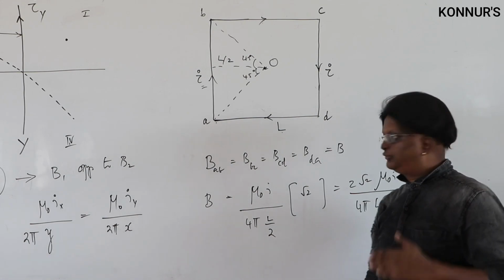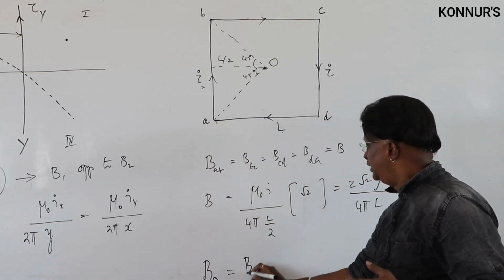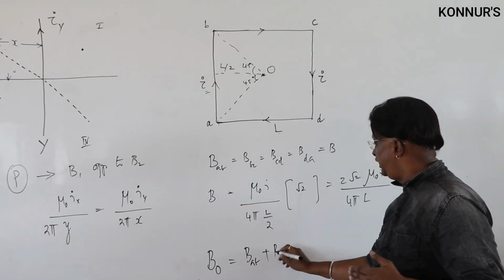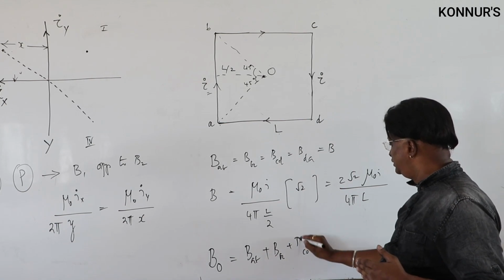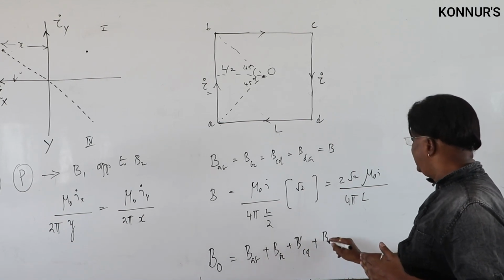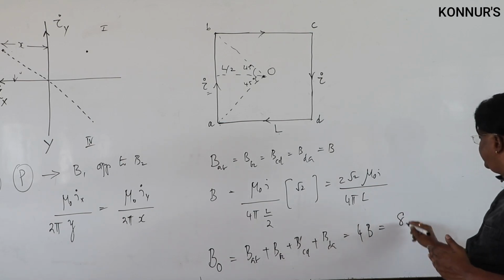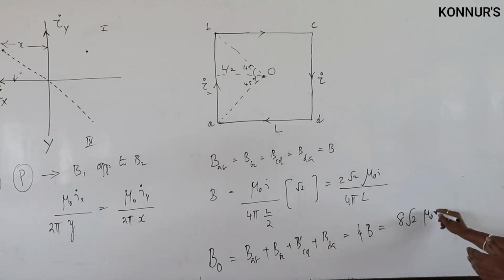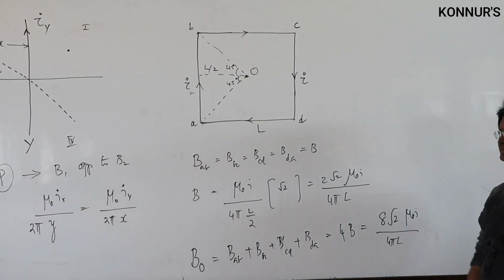Now we have said, at O, B at O is equal to all vectors added: B due to AB plus BC plus CD plus DA. So what will be the answer? This is 4 times B, therefore this is 8 root 2 mu naught I by 4 pi L will be the answer.